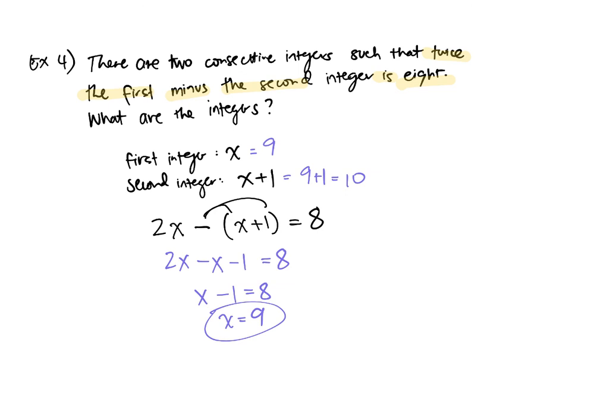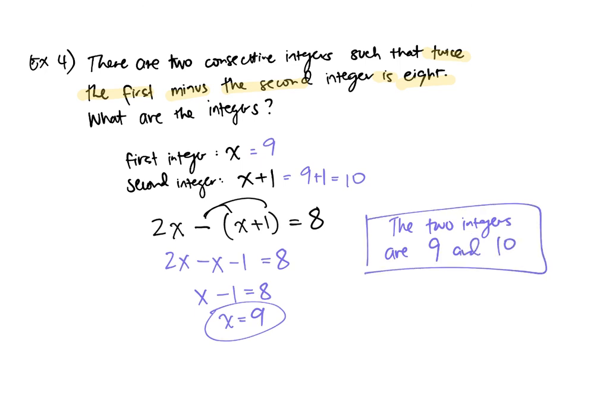So from here, I'll just write my answer in a sentence. So I know the 2 integers are 9 and 10. And of course, you can always make sure by plugging into the original equation that you got, or checking to see if it matches the first sentence.